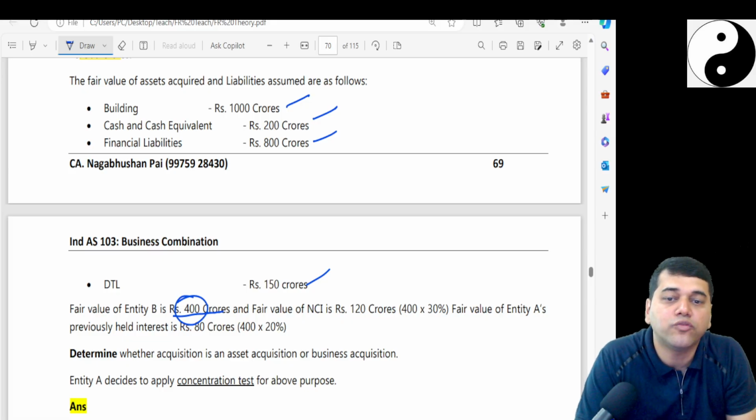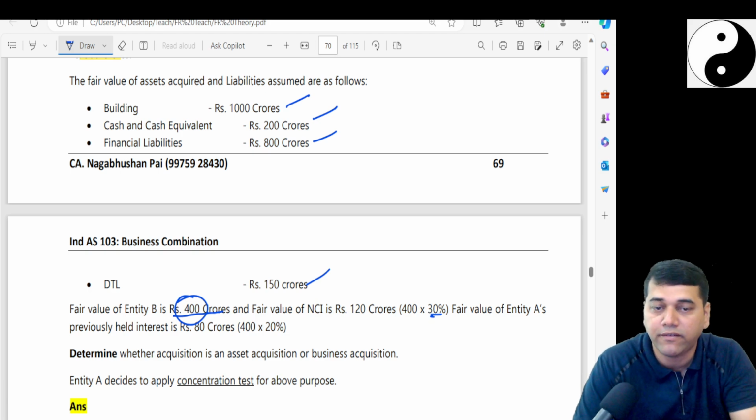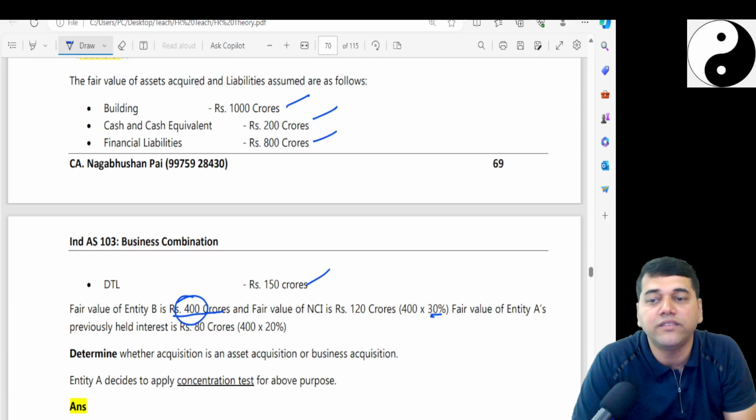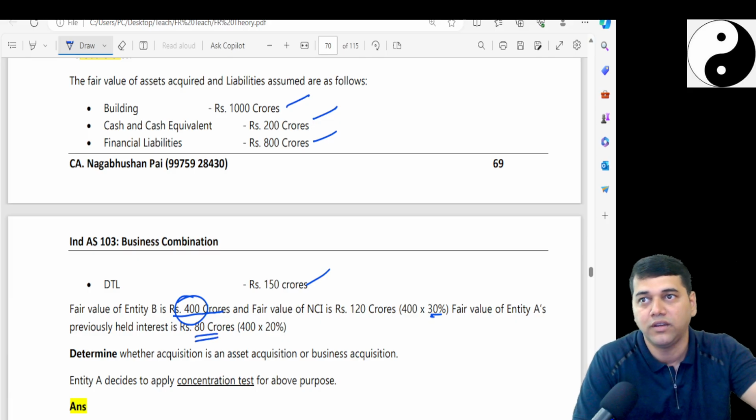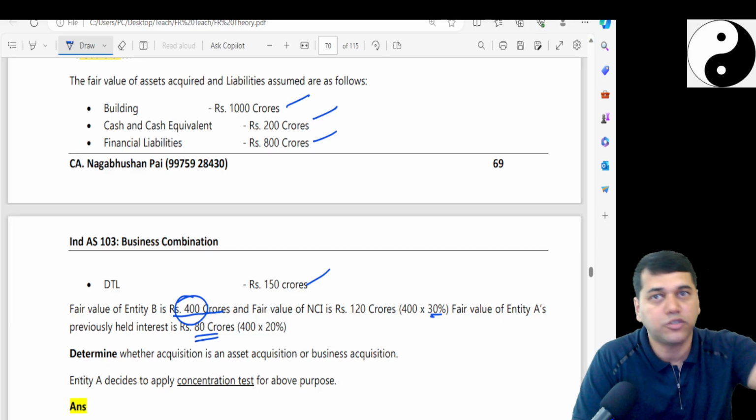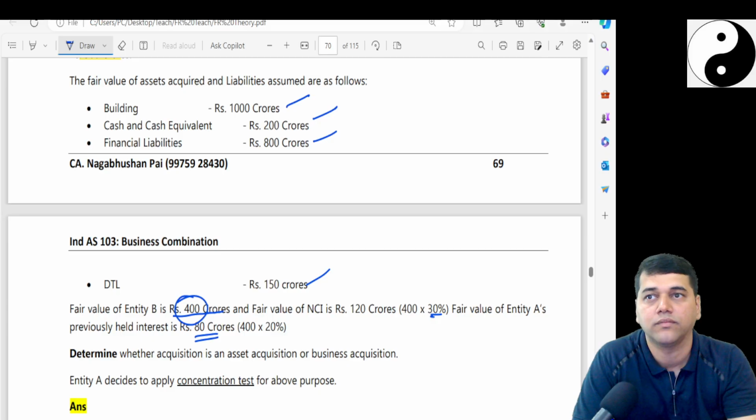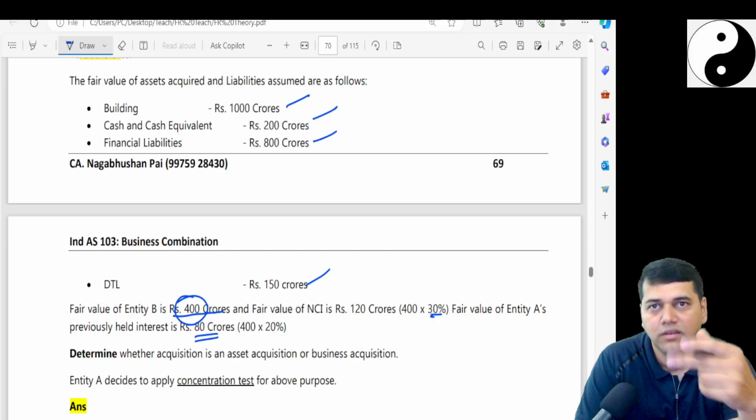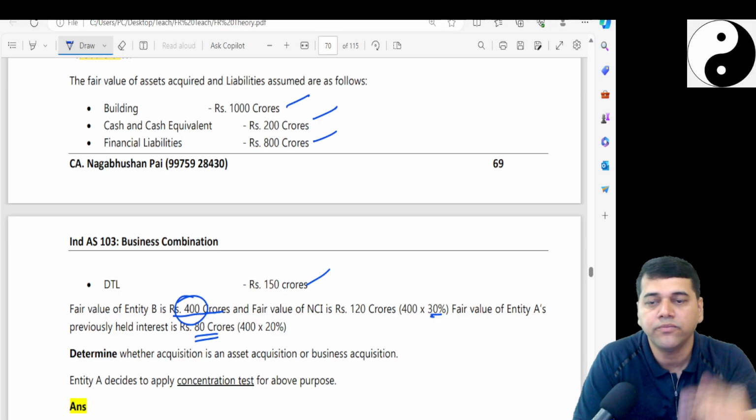Now NCI is valued at 30%. Now 30% is NCI, no? It's called the fair value option. In NCI there are two options: proportionate net assets and fair value. The fair value of entity A's previously held equity is 80 crores. Okay, what we thought, we valued it based on what they paid, no? Somewhere I'll show you this assumption which I have taken just now.